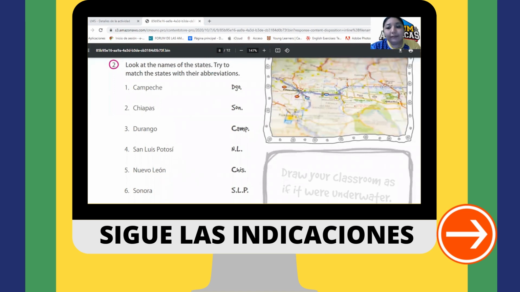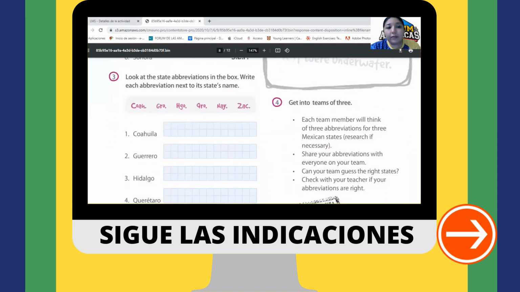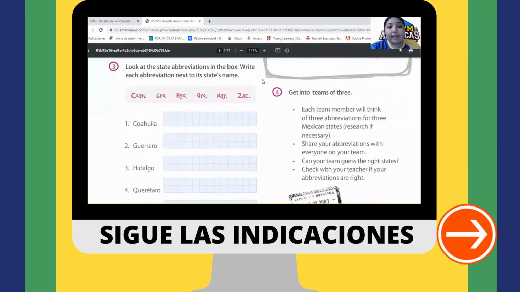Excellent. So now, let's change to exercise number 3. Look at the state abbreviations in the box. Write each abbreviation next to its name. State name. Vas a observar las abreviaturas que se encuentran aquí en esta cajita y las vas a escribir next to, al lado del nombre del estado, ¿ok?